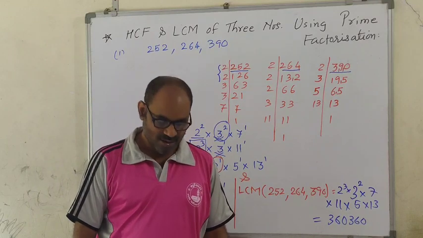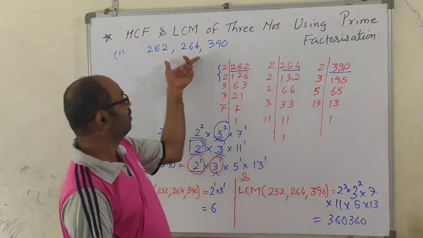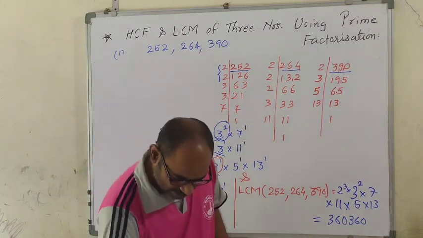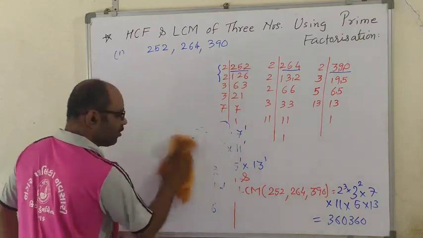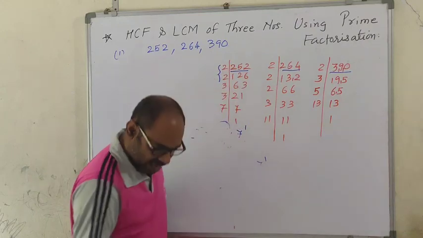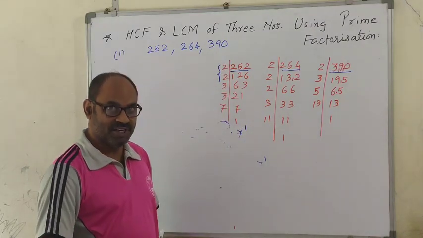Got it, children? Okay, I'm going to give you a few triplets of numbers to find LCM as well as HCF. Okay, fine. Next, we are going to see how to find the HCF of three numbers using Euclid's division lemma.